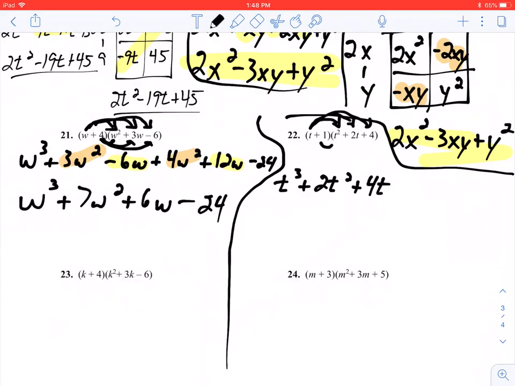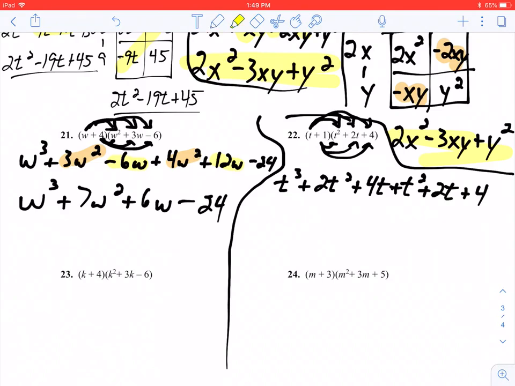Now we're going to distribute the 1 to each of the things. So 1 times t squared is t squared. 1 times 2t is 2t. And then 1 times 4 is 4.